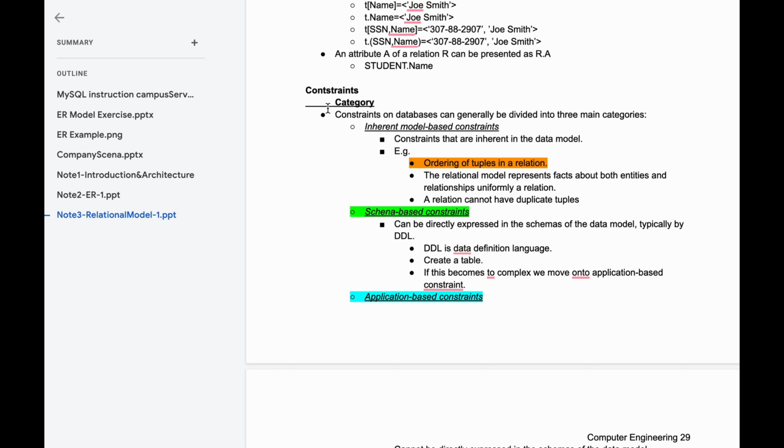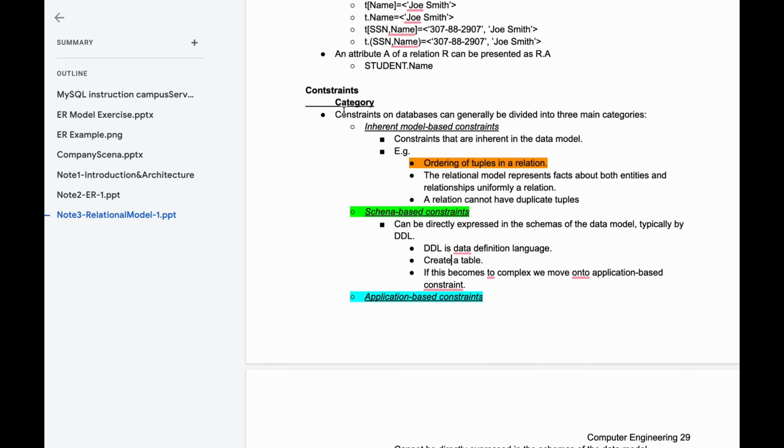We're going to be taking a look at constraints. So we have our category here. Next, we're also going to be looking at schema-based constraints. And then we have application-based constraints, but those will be in another video in the playlist link below the like button because they're two pretty big topics.